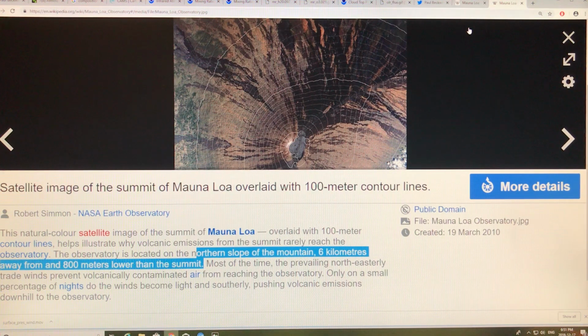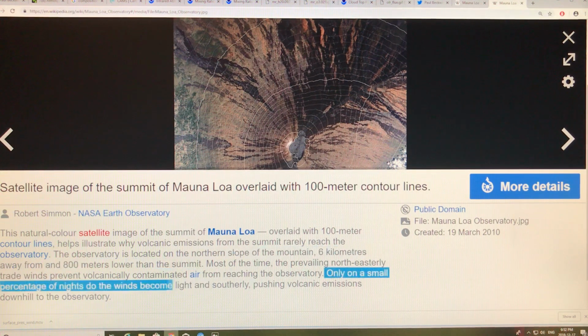So the winds will be from the northeast, the northeasterly trade winds. They're blowing the air from the ocean up the mountain past the observatory, and if there's outgassing from the peak, it will be blown away. Only on a small percentage of nights do the winds become light and southerly. If they're from the south, then that'll push the volcanic emissions to the observatory.